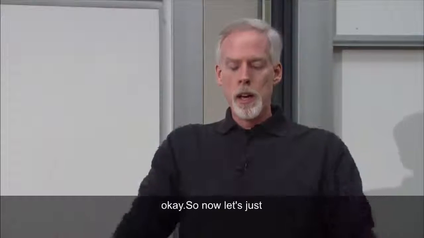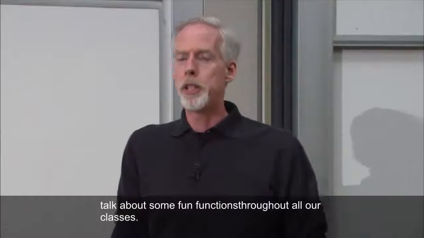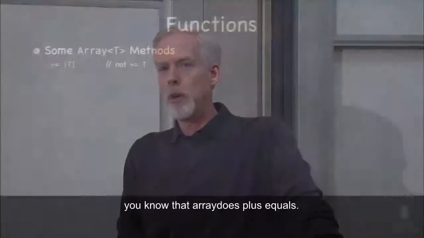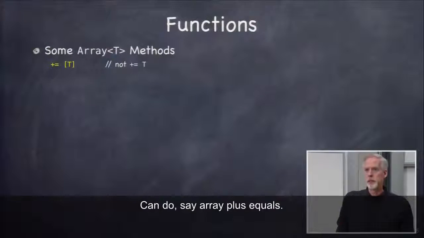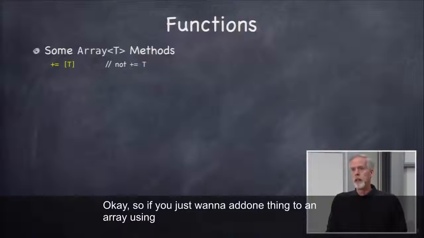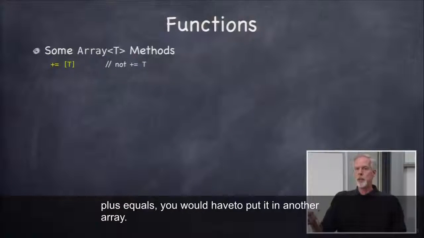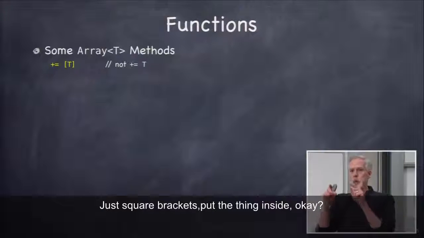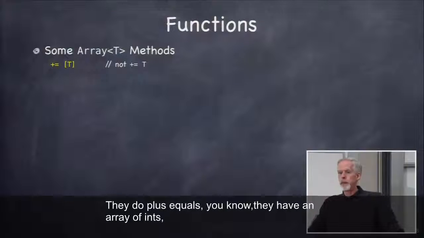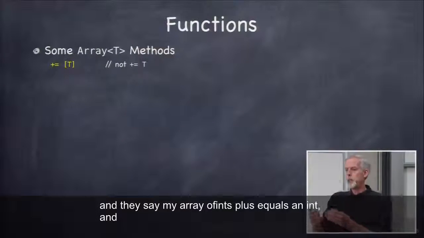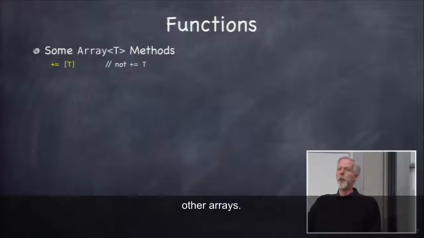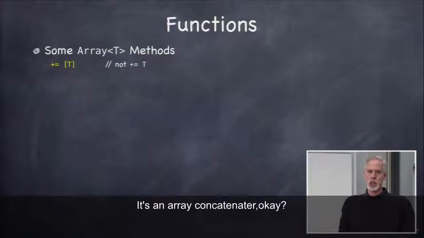Okay, so now let's just talk about some fun functions throughout all our classes, and we're going to start with array. First of all, you know that array does plus equals. You can say array plus equals, but the argument to plus equals is another array. Okay, so if you just want to add one thing to an array using plus equals, you would have to put it in another array, just square brackets, put the thing inside, okay? Some people get tripped up by this. They have an array of ints, and they say, my array of ints plus equals an int, and they're like, wow, why doesn't it work? It's because plus equal only adds whole arrays to other arrays. It's an array concatenator, okay?